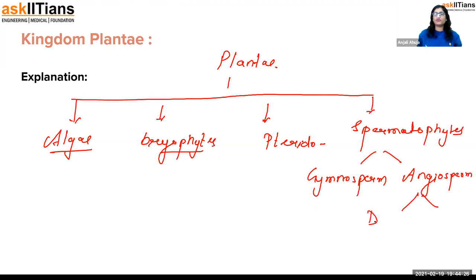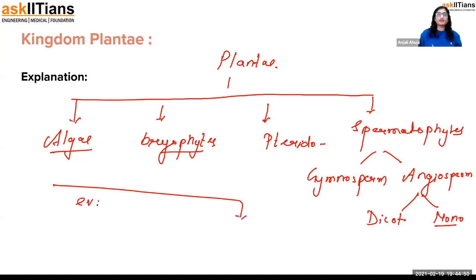Angiosperms further are of 2 types, dicotyledon and monocotyledon. Monocotyledons are comparatively the latest ones as compared to the dicots. So these are all the classifications and all the evolution patterns that have been made by our great scientists. They all have been based on the evolutionary pattern. Here also the evolutionary pattern is followed, like I was saying in all the kingdoms, there also. So here the evolutionary pattern is followed.